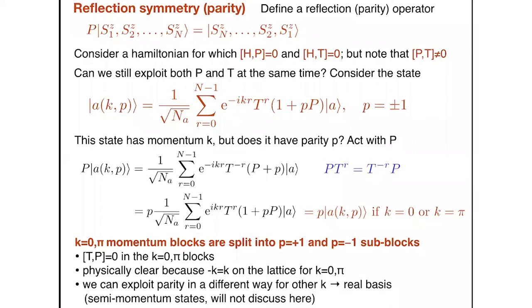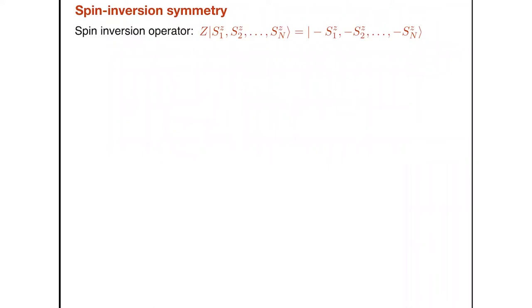But let me discuss one other symmetry. Often we have spin inversion symmetry, which is defined in this obvious way. Here I just flip all my spins. So that is often a symmetry also in models where you don't conserve the magnetization. For example, in the transverse field Ising model that I mentioned, the Ising model with an S^x sum added to it, that has this kind of spin reflection symmetry. So it can be useful in that context.